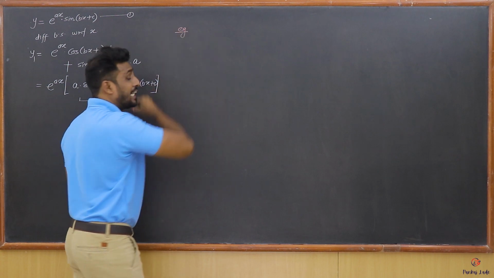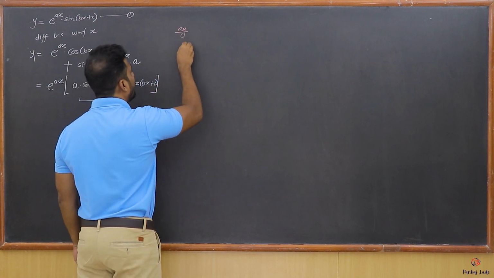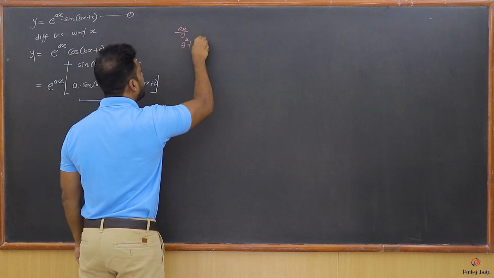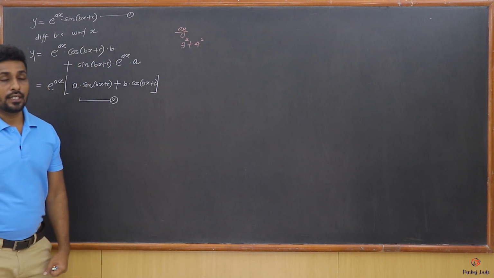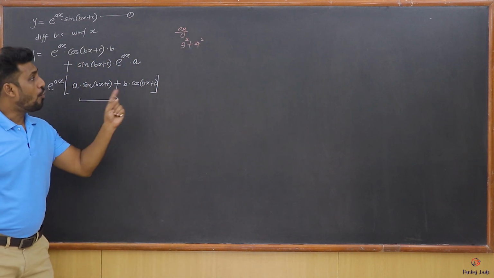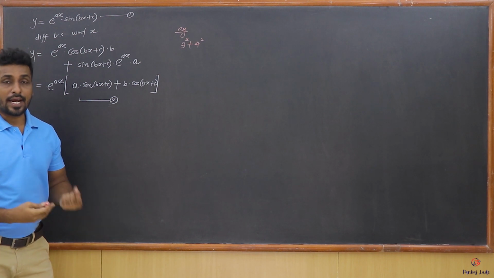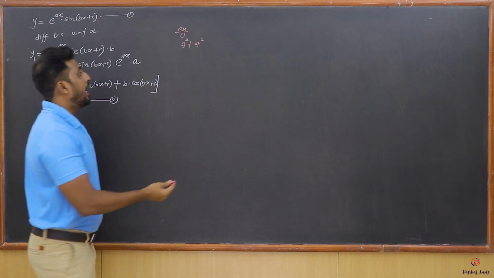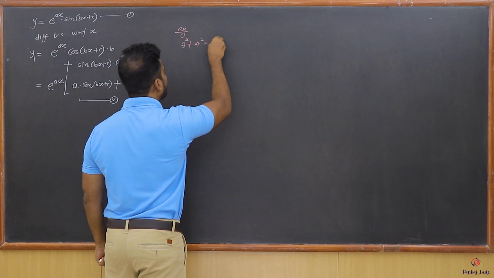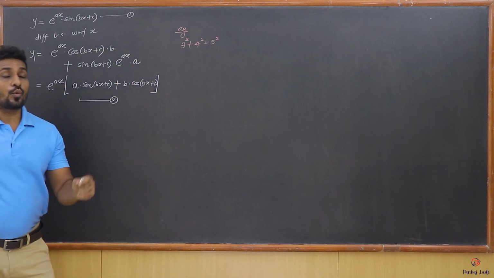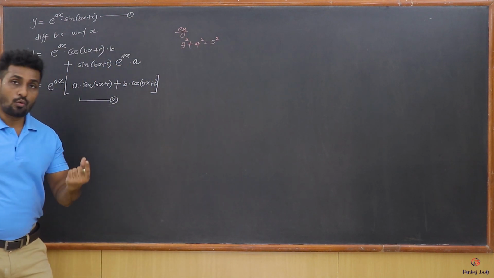Let's take an example. If I give you 3 square plus 4 square, what will you write? So 3 square we know it is 9, 4 square it is 16, isn't it? So 9 plus 16, that comes to 25, and 25 I can definitely write as 5 square. So 3 square plus 4 square is equal to what? It is equal to 5 square.